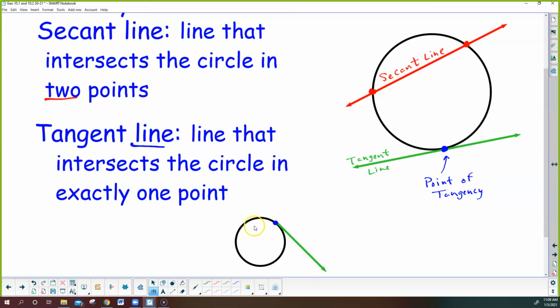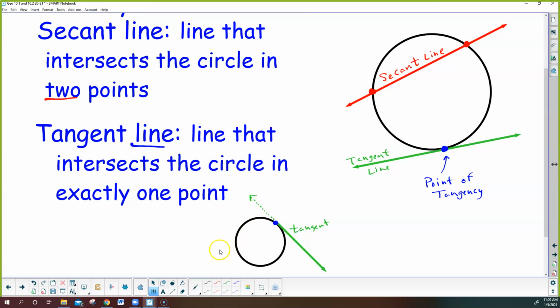So in the picture that I drew on the bottom here, you can see I have a circle. I have my blue point of tangency where this line touches the circle. But if I was to continue that line, notice how that line does not go into the circle. So this is an example of a tangent line, or we would just call it a tangent.